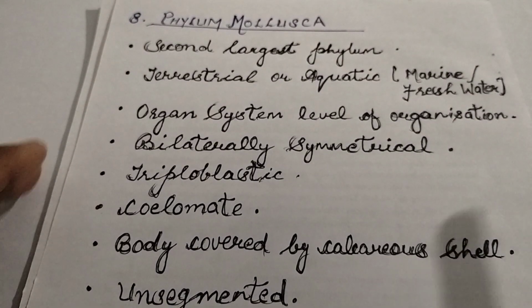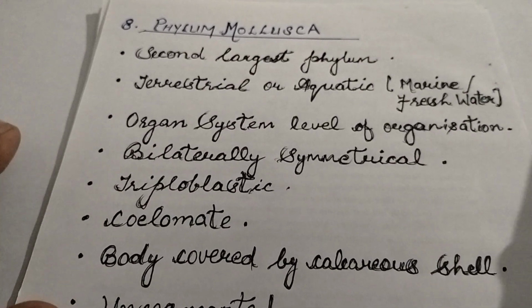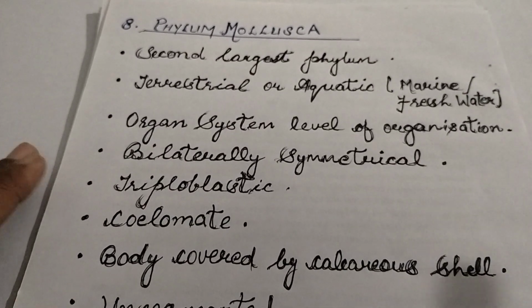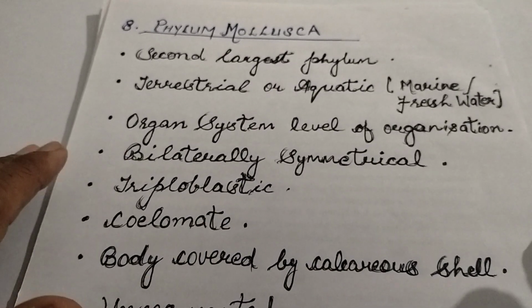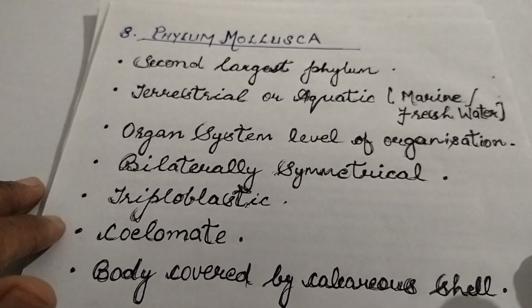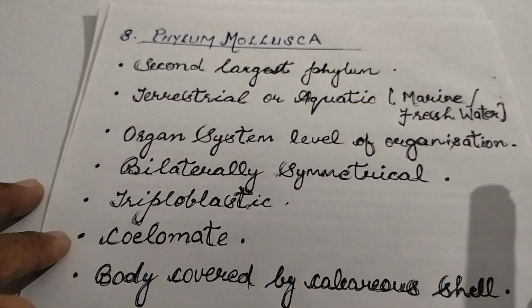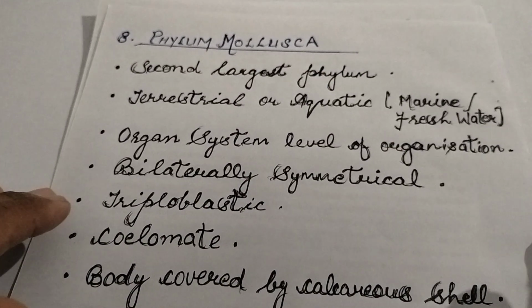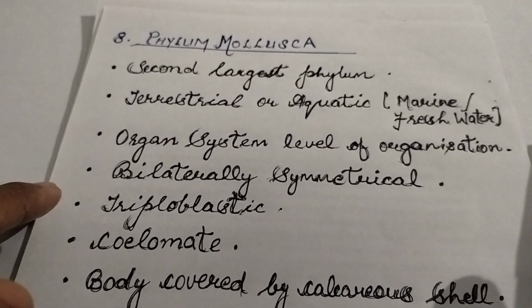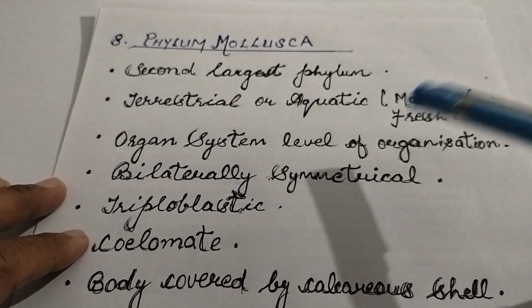Now we will come to the next phylum, that is Phylum Mollusca. See the important general characters of Phylum Mollusca. It is the next phylum of the animal kingdom, and it is the second largest phylum. Right now, we have studied Arthropoda, which is the largest phylum of the animal kingdom. And now comes the second largest phylum, that is Mollusca.